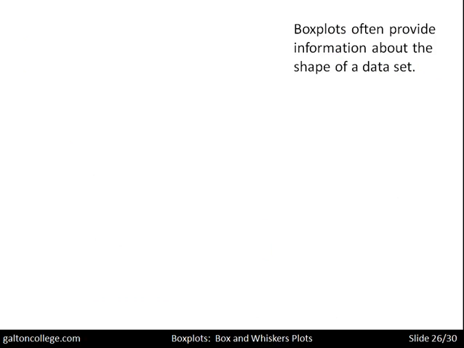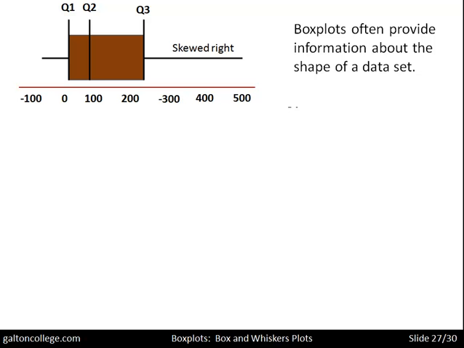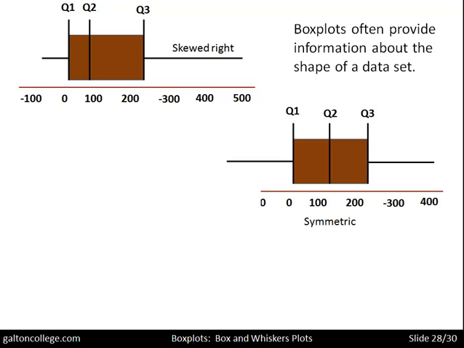Boxplots often provide information about the shape of the data set as well. For example, here we can see that the data is skewed to the right. There's a lot of data over from around the 240 mark across to 500, but it's skewed. The data is not sitting symmetric on the numbers. It's not sitting in the middle of the numbers. It's sitting off to the left. It could be symmetric. It could be equal, that the whiskers in this case are equal on either side.